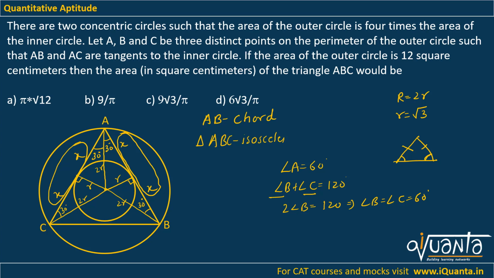So if you go to angle B, we already have this as 30 degrees, this will be 30 degrees and this will also be 30 degrees. So I can see that in triangle ABC, all angles are equal to 60 degrees, hence I can say that triangle ABC is equilateral, okay.